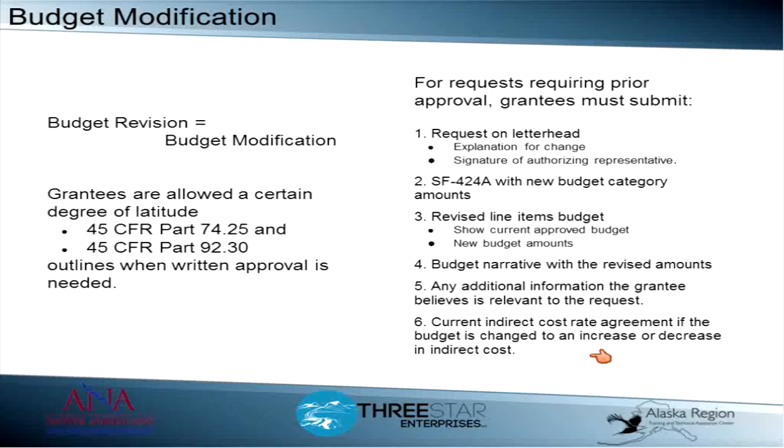So in general, grantees are allowed a degree of latitude to re-budget within and between budget categories to meet unanticipated needs and to make other types of post-award changes. These budget modifications are allowed provided they are activities detailed in the approved OWP for that budget period, and they don't violate one or more of the approved requirements in the 45 CFR 74.25 or 92.30.